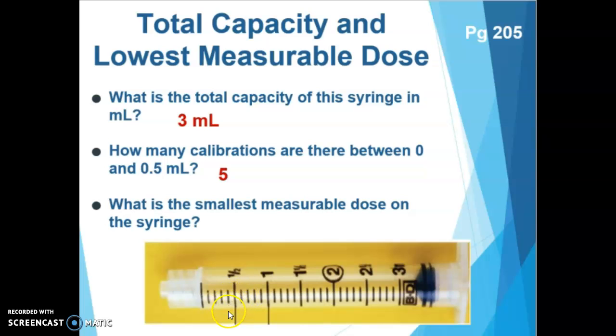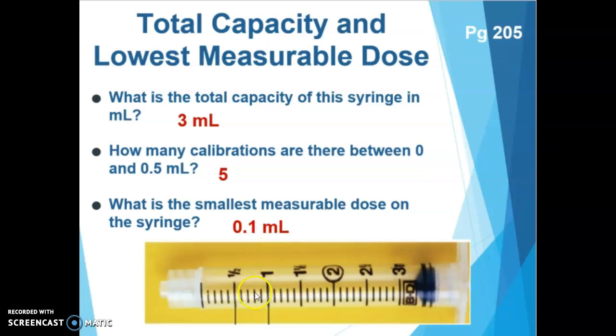What is the smallest measurable dose on this syringe? They're talking about from the 0 to this first teeny tiny little line here. There are a couple different ways you can do this, and I think the easiest is just to guess and count it out. From 0 to 1, it looks like there's 10 of those, so I think I can do 0.1. Count it out: 0.1, 0.2, 0.3, 0.4, 0.5 is a half, 0.6, 0.7, 0.8, 0.9, and 1. So yes, it can count by 0.1 mils.